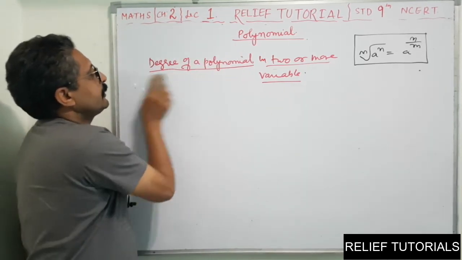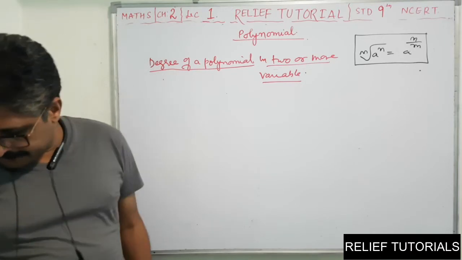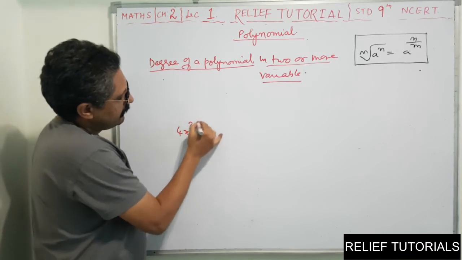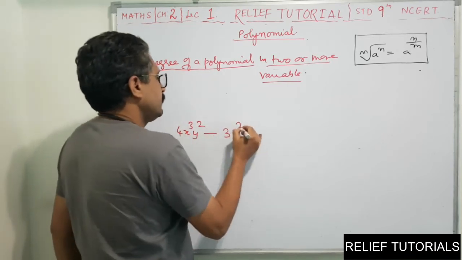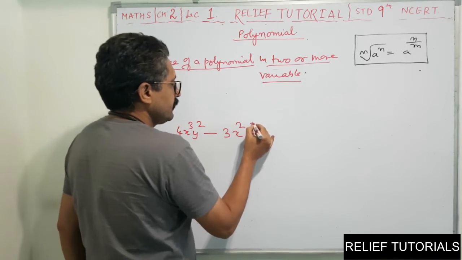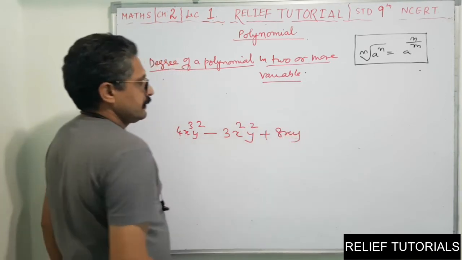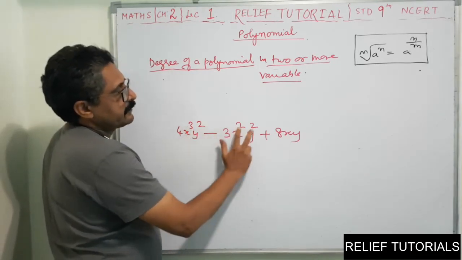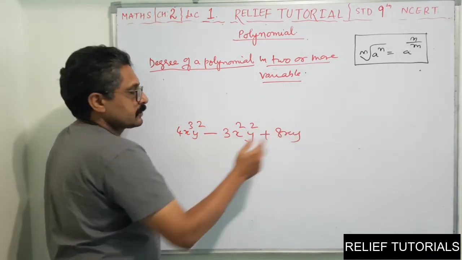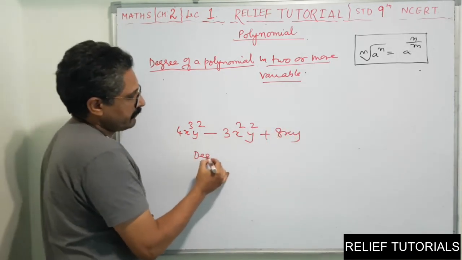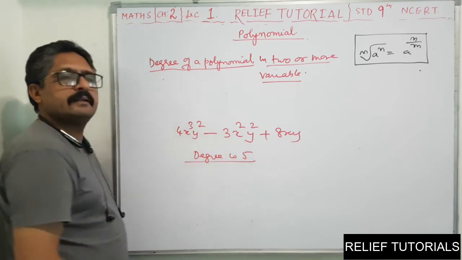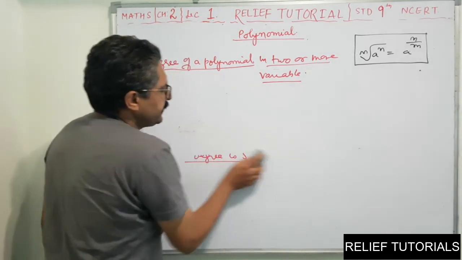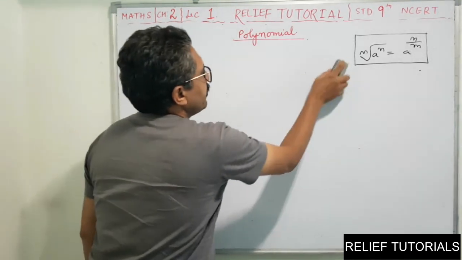This way you can find degree of polynomial in two or more variables. See now, here what will be the degree of polynomial? See here, you add the powers. 3 plus 2, 5. 2 plus 2, 4. 1 plus 1, 2. So here degree is 5. So, degree of polynomial in one variable and degree of polynomial in two or more variables.